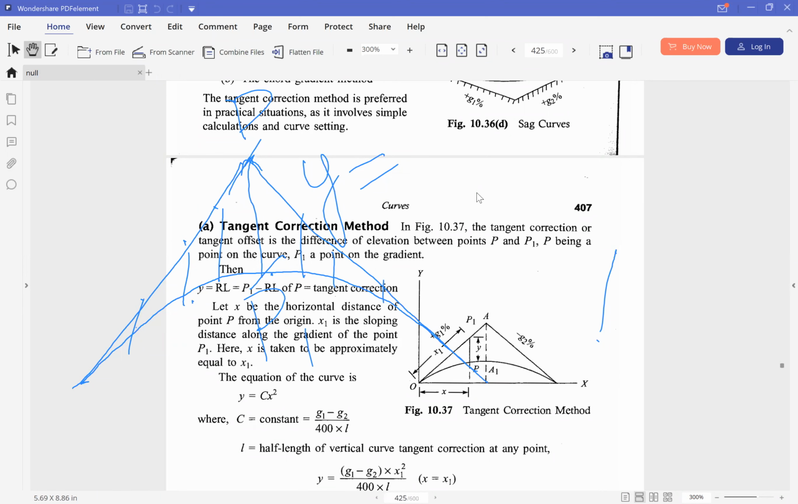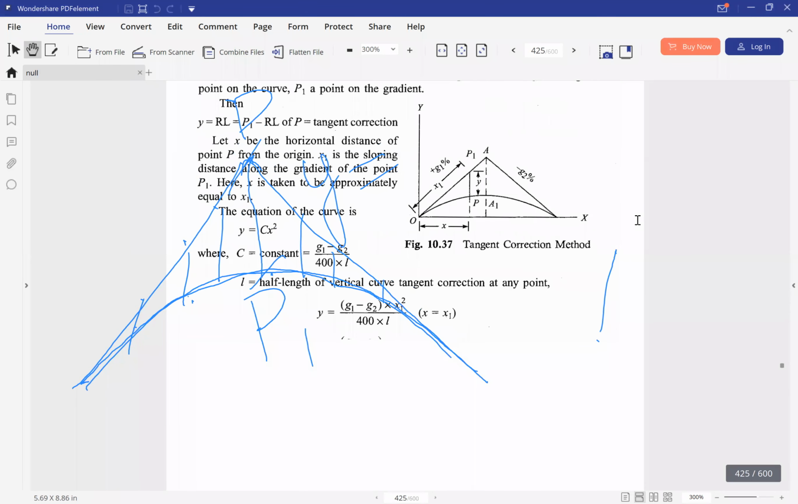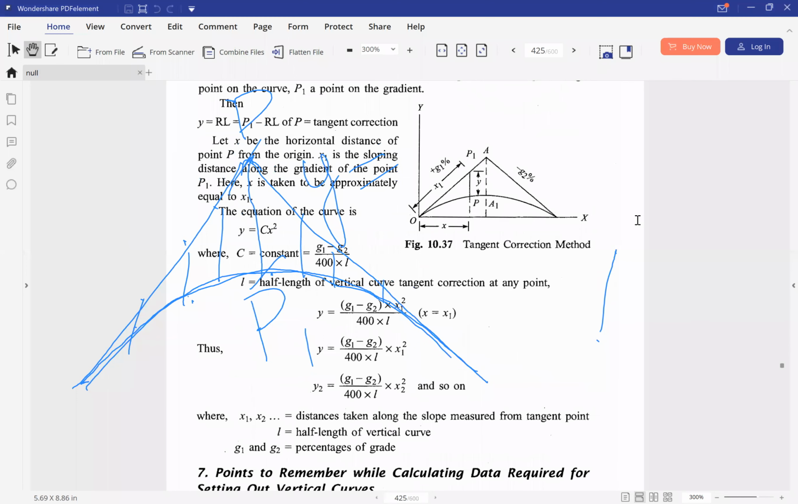So we will be having these points, and simply we will join them, and we will have a smooth curve over here. So this is pretty much the concept of the tangent correction method, and the relationship for that tangent correction is this one. If I can clear this over here.